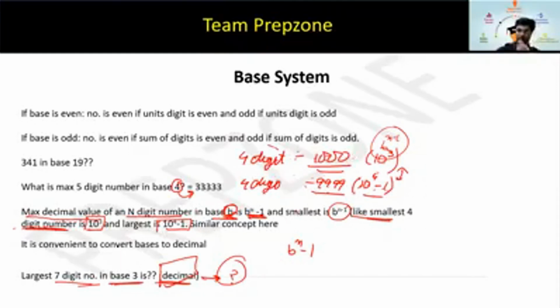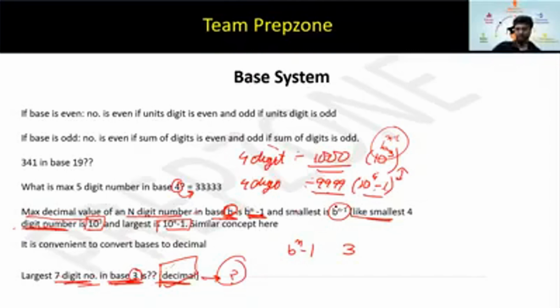I've just now told you that if you want the largest 7-digit number in base 3, what will you do? Let this base be B. What is the maximum value? B to the power n. What is the value of n? Ayush and Arpit, both of you tell me. I'm just simply applying this formula, right? What should I write here: 3 to the power 7 minus 1 or 3 to the power 6 minus 1? What should be written?